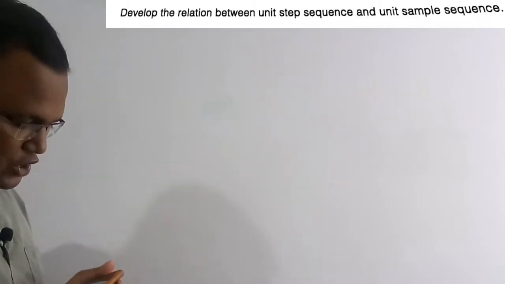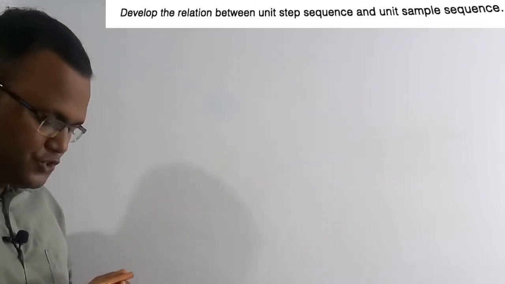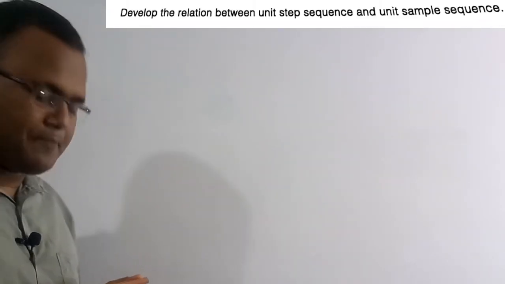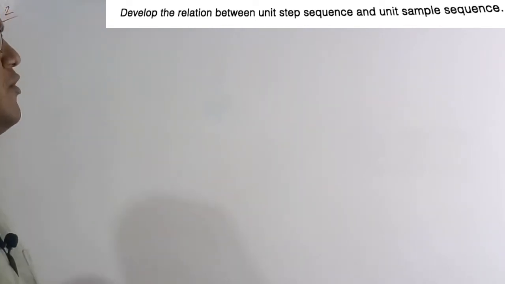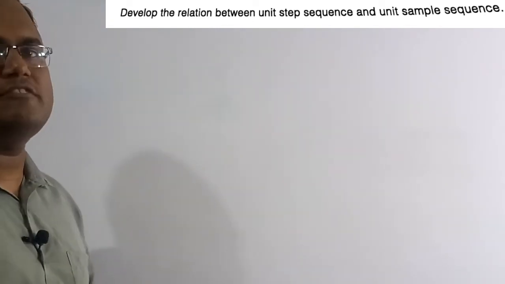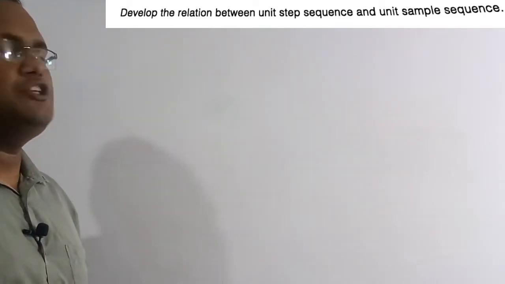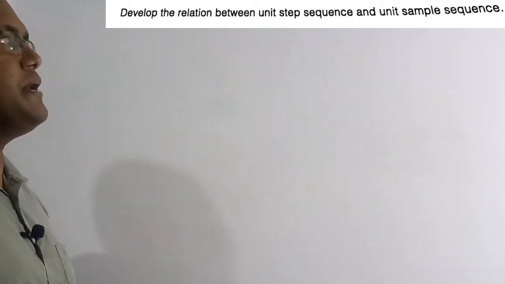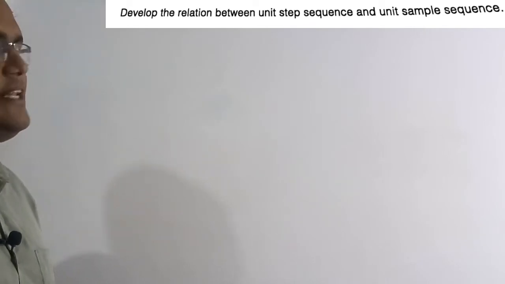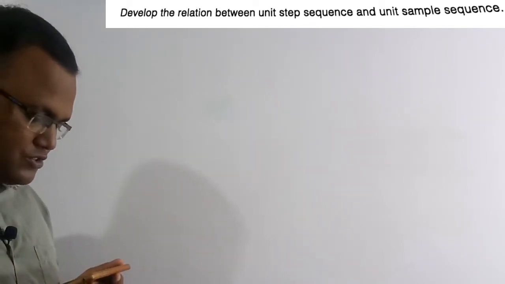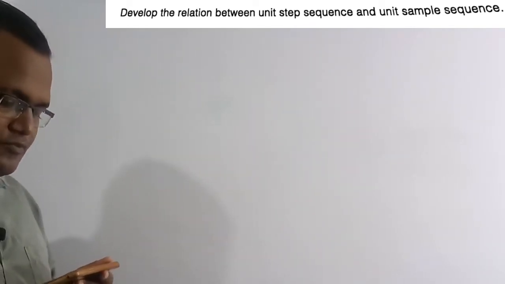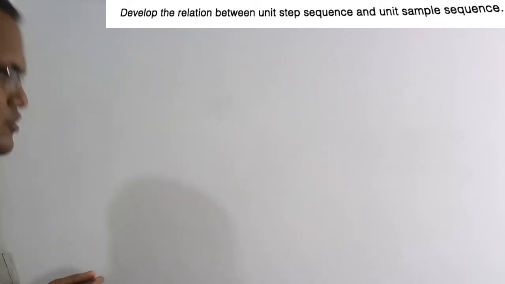See the question here. Develop the relation between the unit step sequence and the unit sample sequence. We need to find what is the relation between the unit step sequence and the unit sample sequence. The unit step sequence is nothing but the unit step signal, and the unit sample signal is nothing but the impulse signal. This question was given in IAS 2004 for 4 marks. So let's solve this numerical.